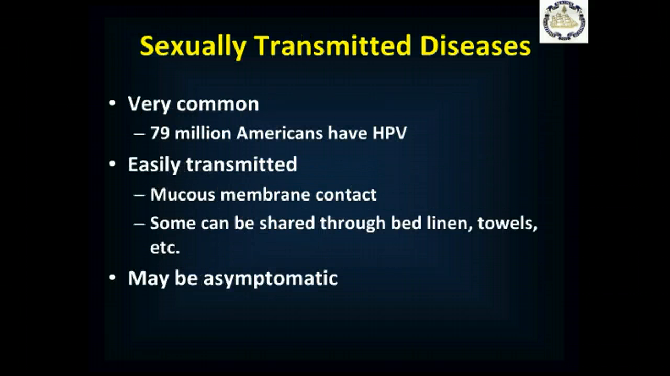Sexually transmitted diseases are very common. 79 million Americans have the human papillomavirus, which is a sexually transmitted disease. They tend to be very easily transmitted from mucous membrane contact, and in particular are carried in body fluids such as vaginal secretions or semen, and some can even be shared through bed linen or towels with contamination. And people may be asymptomatic, particularly males tend to be asymptomatic of things like HPV.